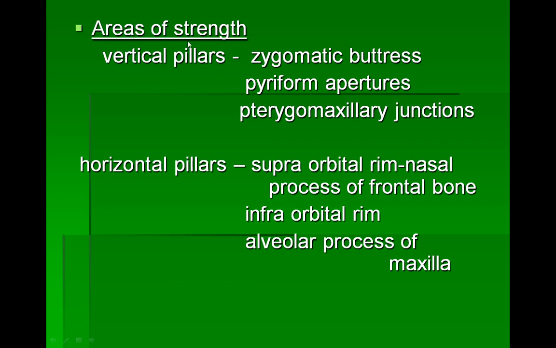And there are areas of strength like vertical pillars and horizontal pillars. Vertical pillars: zygomatic buttress, piriform aperture, pterygomaxillary junctions. Horizontal pillars: supraorbital rim, infraorbital rim, alveolar process of maxilla.